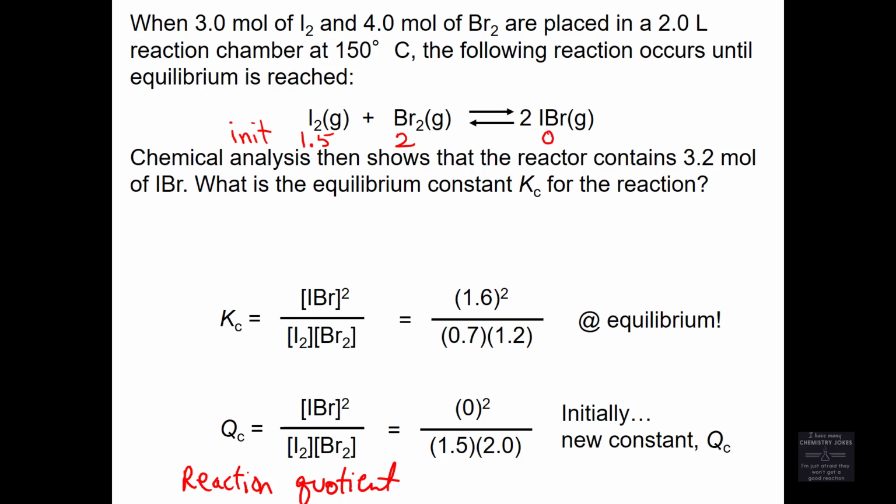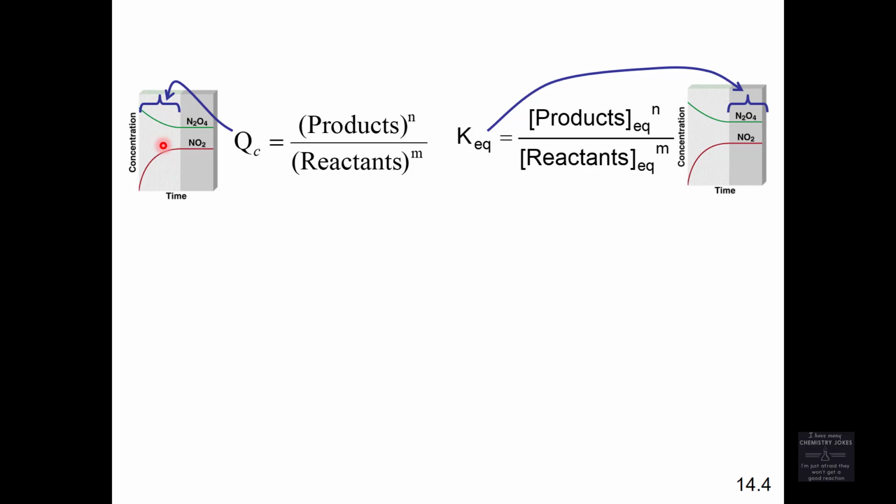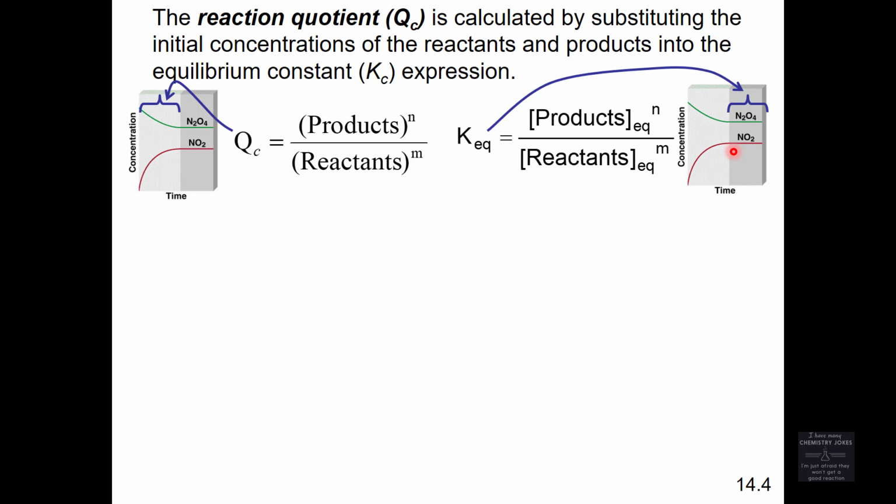Qc is really any time other than equilibrium. So it does not have to be only the very initial stuff, but any time other than equilibrium. Well, let's look at one of our favorite little plots. It's Keq over here in the equilibrium region. It's Q over here in the kinetic region. So the way that you write the actual expression is exactly the same. Products raised to their coefficients multiplied together divided by reactants raised to their coefficients multiplied together. Have you heard me say that enough times? The way that you write these two are the same. If it's in the kinetic region, it's called Q. If it's in the equilibrium region, it's called K.